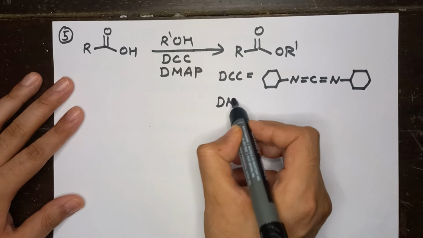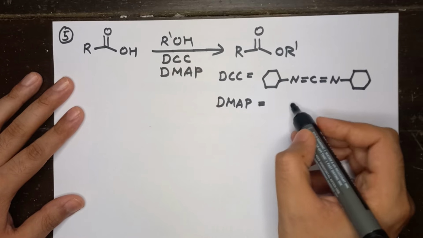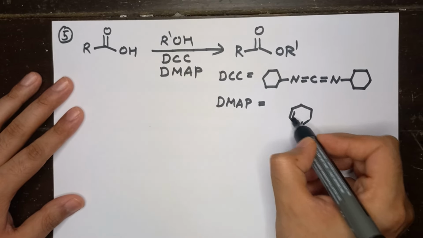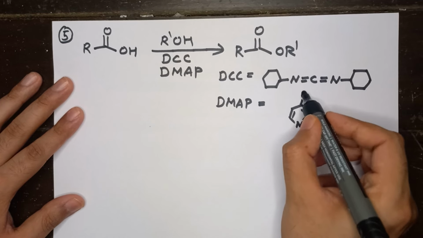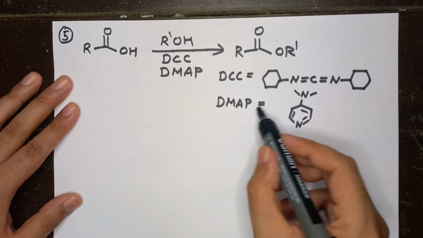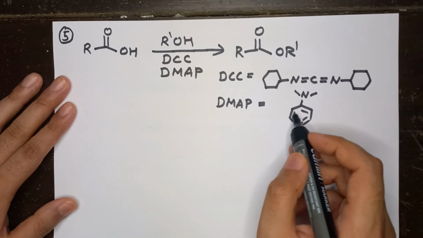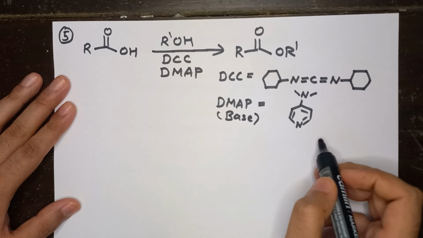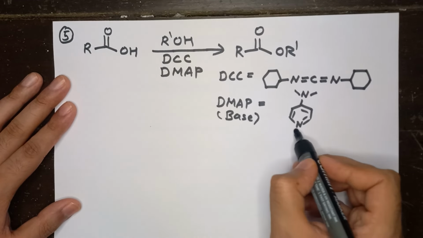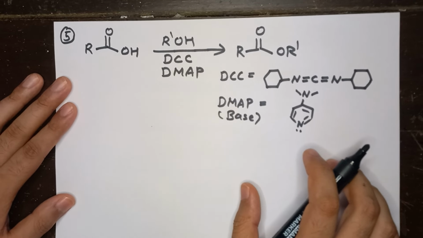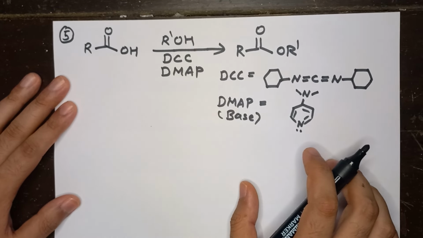And what is the structure of DMAP? DMAP is dimethylaminopyridine. So you have a pyridine and you have a para substituted dimethylamino group. Well, DMAP is a base. You need to know that DMAP is a base. But sometimes it can act as a nucleophile with this nitrogen lone pair. So feel free to pause the video and try the mechanism for this reaction.